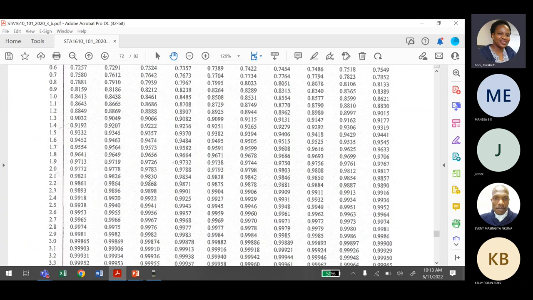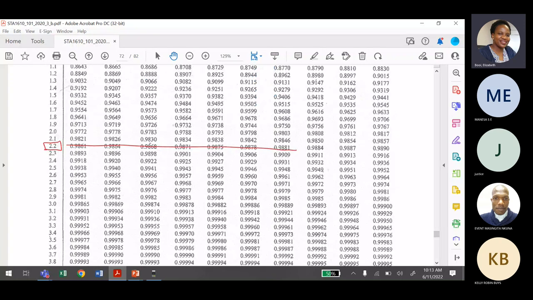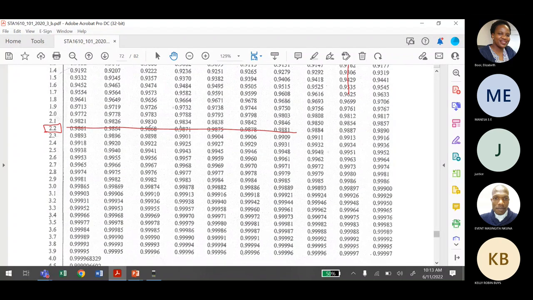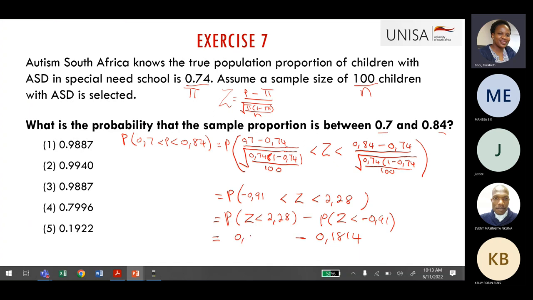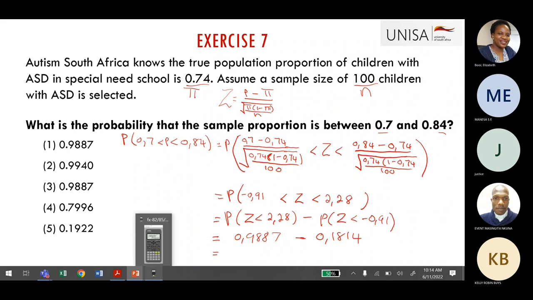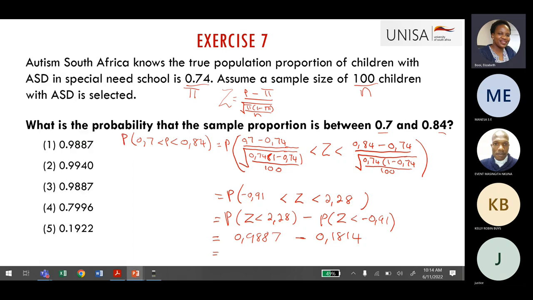Delete that. 2.28, and we're looking for 8 at the top. So let's see if we can find that. 0.9887. And that is 0.9887. Do the calculations there, which will be 0.9887 minus 0.1814, which equals, unless I've typed something wrong, 0.8073. Did I type something wrong?